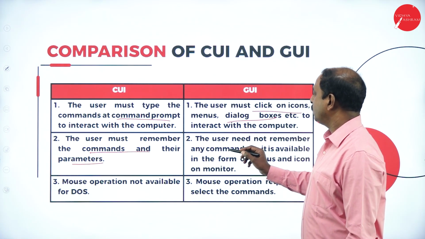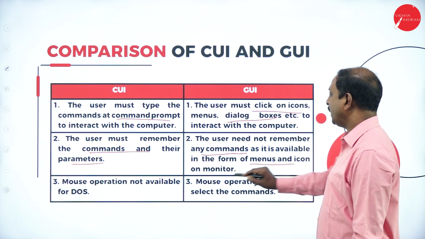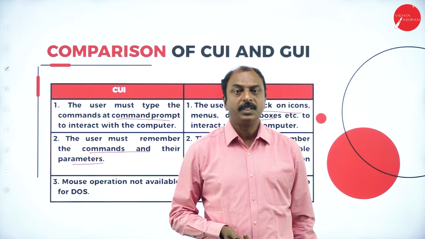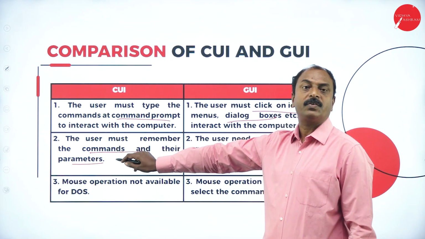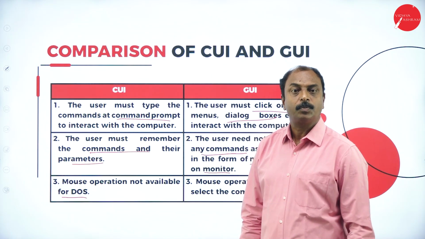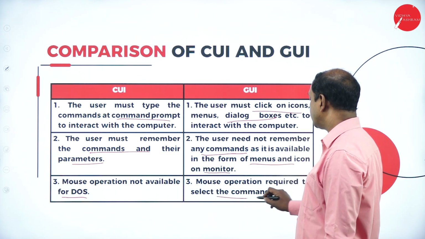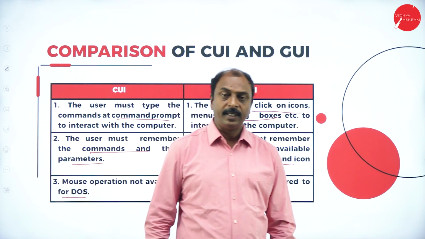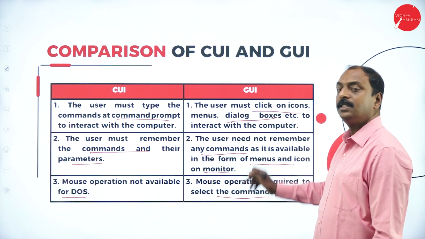But in GUI the user need not remember any commands, because they are available in the form of menus and icons on the monitor. With the help of icons, it is easy for the user to work with the operating system rather than remembering different commands for different instructions. The next difference is that mouse operation is not available for DOS. It did not support the mouse input device, whereas mouse operation is required to select the commands in GUI. So GUI supports the mouse, whereas CUI doesn't. These are the differences between CUI and GUI.